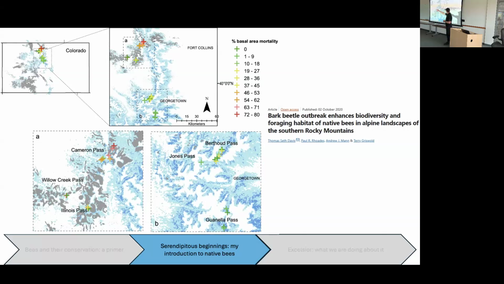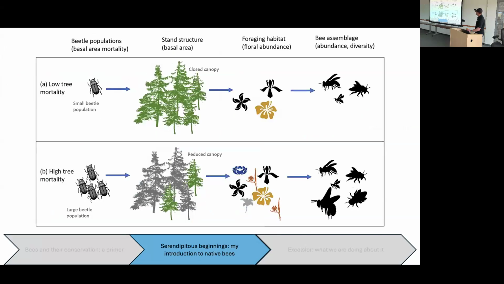What you're looking at here is a map showing the density of spruce in blue. The bluer it is, the more spruce there is. The gray polygons show aerially surveyed locations of spruce beetle mortality. And the little crosses show the basal area mortality in the locations that I sampled. We picked places across a number of mountain pass areas that spanned a range of basal area mortalities due to spruce beetle, and asked the question: do you see some of the same patterns that we saw in that other system?